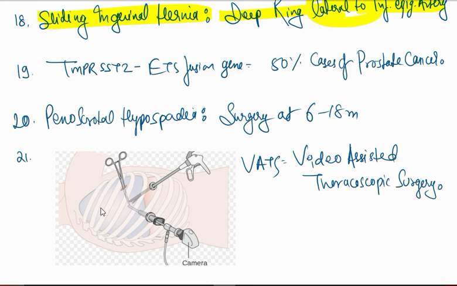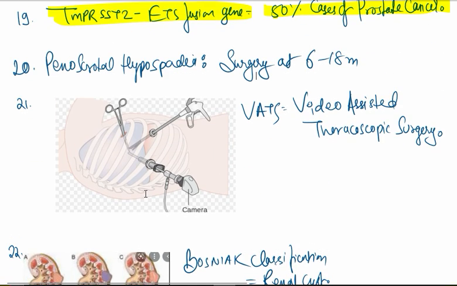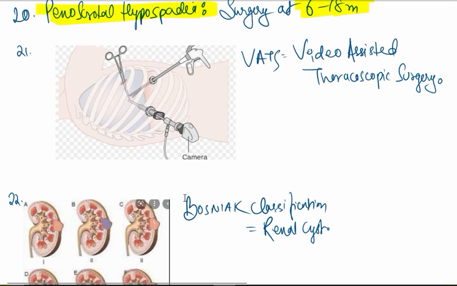Okay, the next condition. TMPRSS2-ETS fusion gene. This is present in almost 50% of cases of prostate cancer. Next condition is penoscrotal hypospadias. When is the ideal time for surgery? Between 6 to 8 months of age. Next condition. This is VATS, video assisted thoracoscopic surgery.